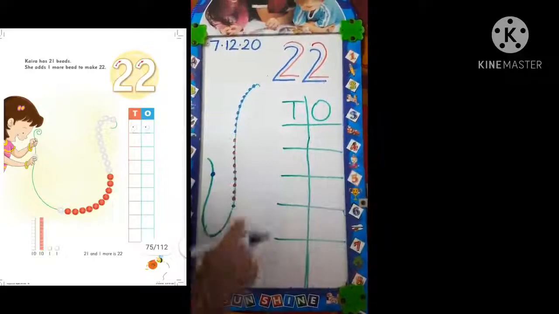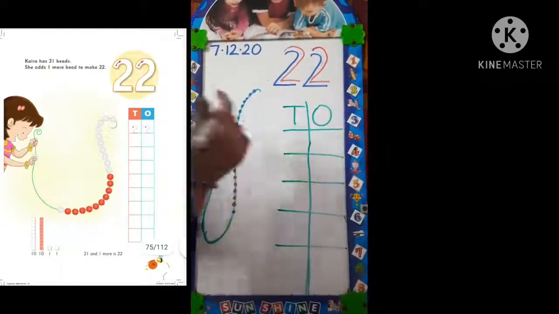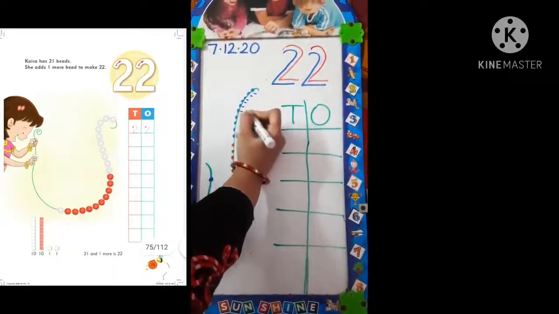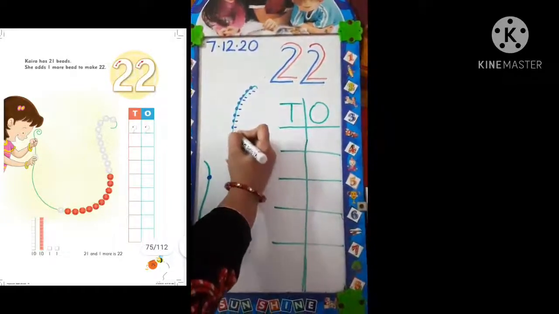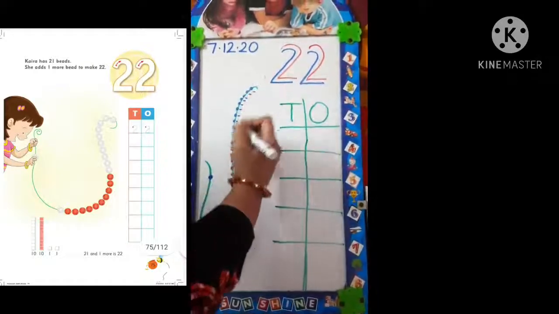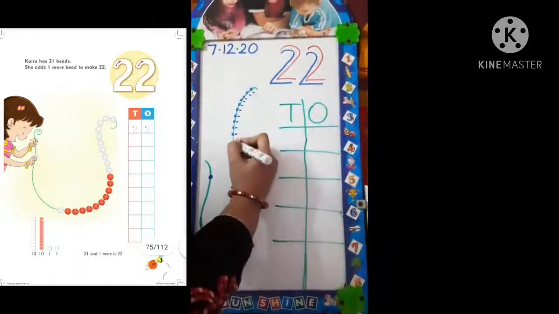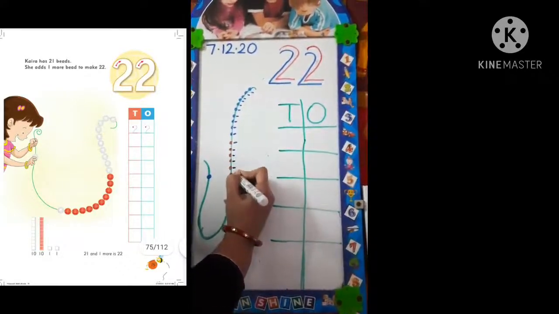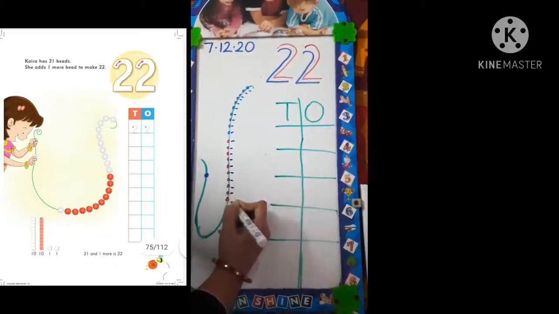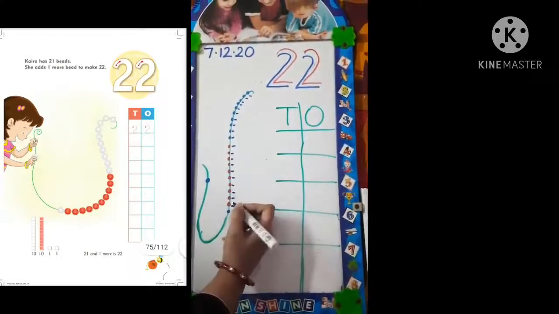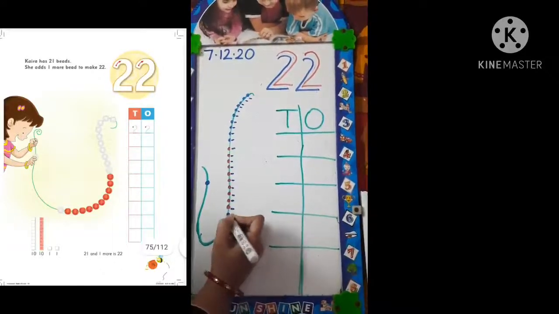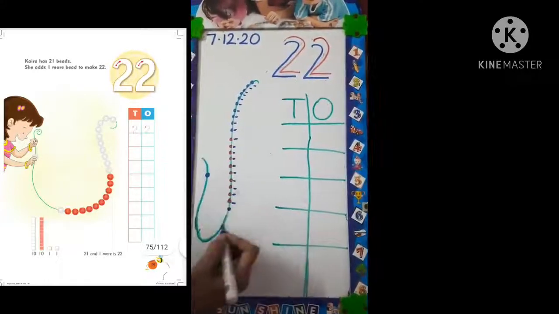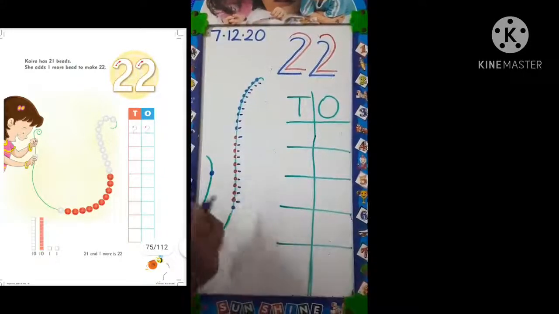But before that, let us count the beads. How many beads has Kyra put in her string? 1, 2, 3, 4, 5, 6, 7, 8, 9, 10. 10 beads here. And there are a few more beads. Let's count them. 11, 12, 13, 14, 15, 16, 17, 18, 19, 20. So 20 beads here, and here one more, 21, and one more bead is going to come in the string, that will make it 22. So 21 and one more makes 22.